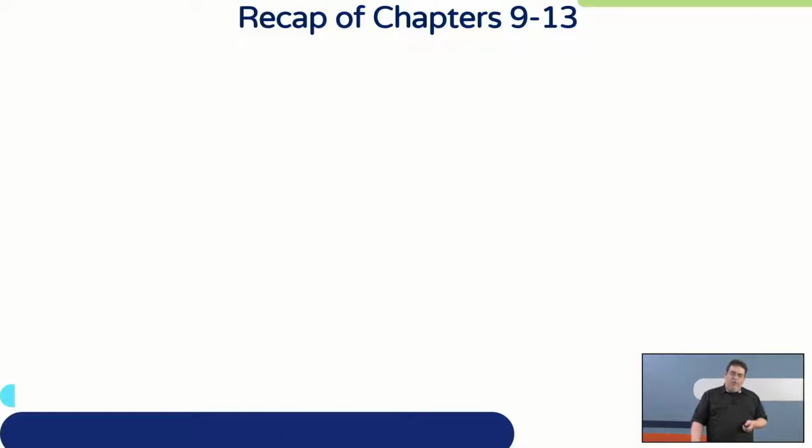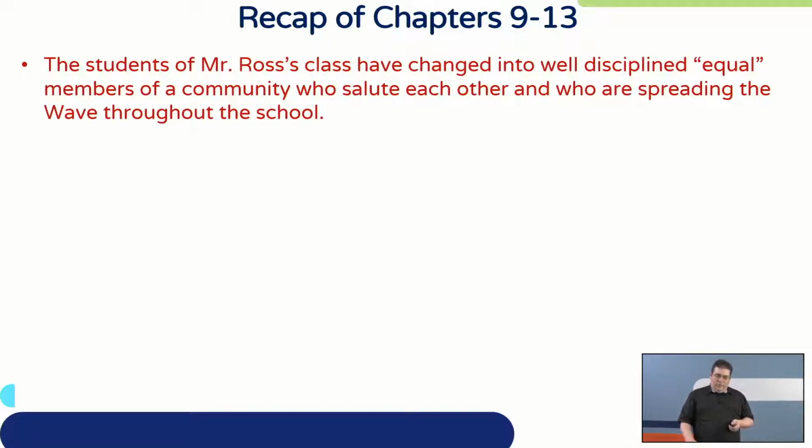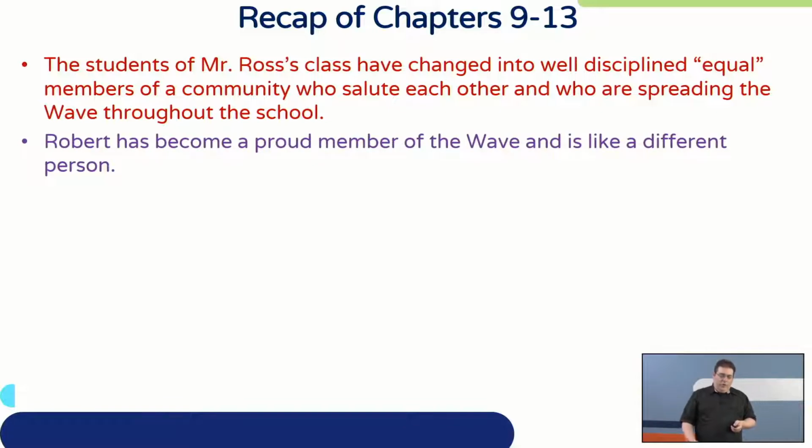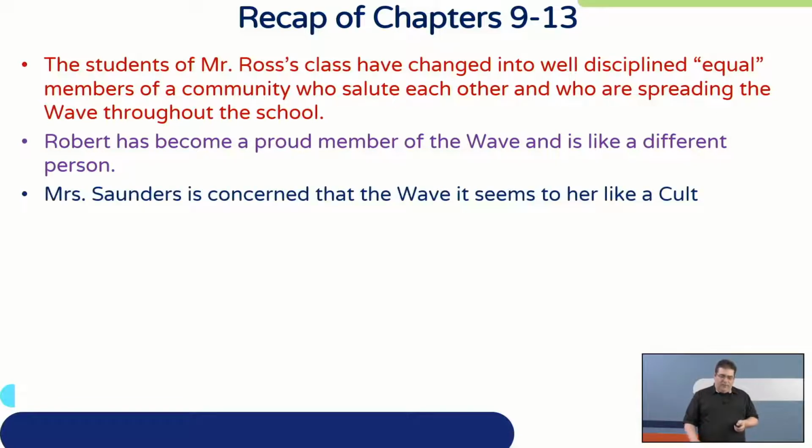Let's continue. So let's do a little recap of chapters 9 through 13 so we didn't get lost. Number one, students in Mr. Ross' class have changed into well-disciplined, equal members of a community who salute each other and who are spreading the wave throughout the school. Number two, Robert has become a proud member of the wave and is like a different person. Three, Miss Saunders is concerned that the wave seems to her like a cult.